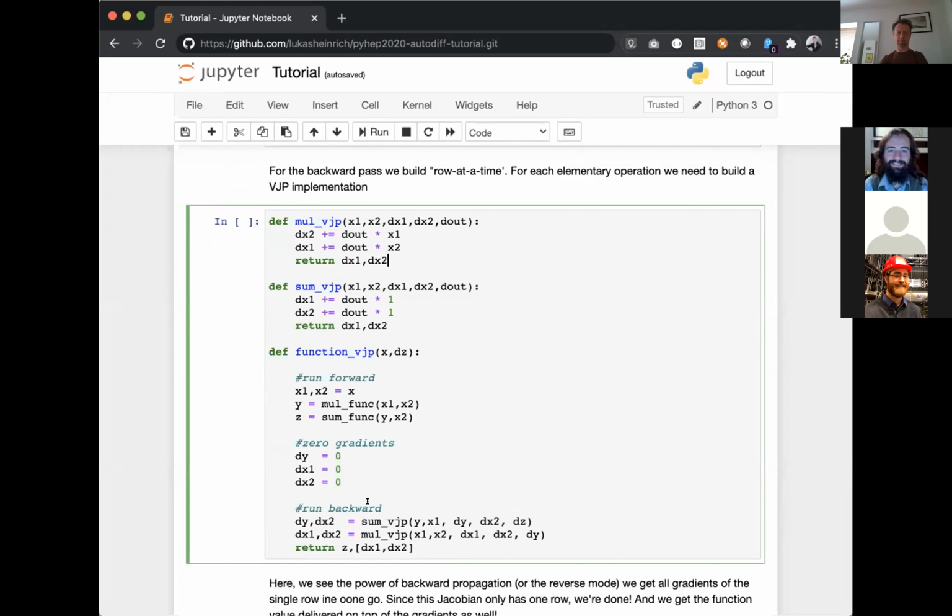Here it's a little bit different. You still run your normal function forward, taking your multiplication and your sum. But once you've run through your function, you know what the computational graph is, and then you can run it backwards. You can run these vector Jacobian products backwards, and you get both of these gradients at one time.